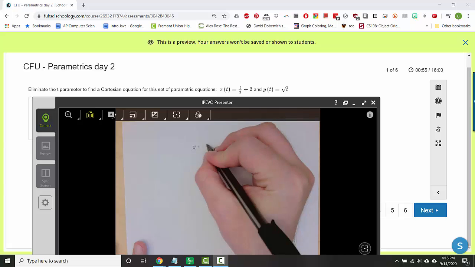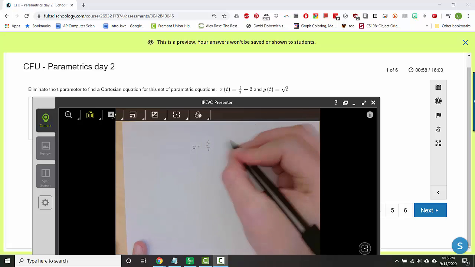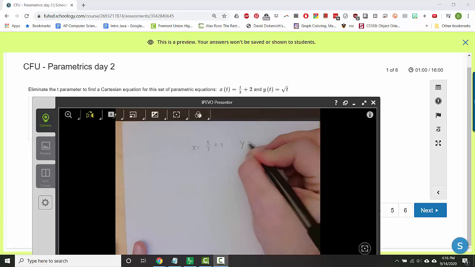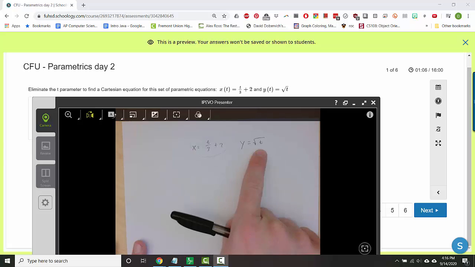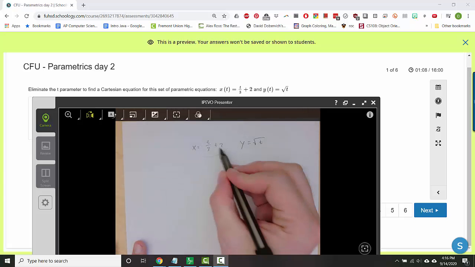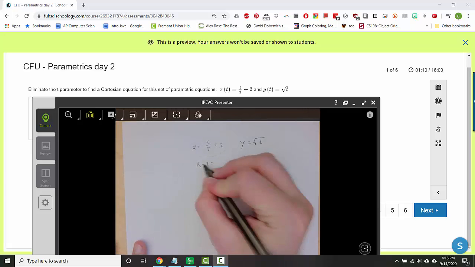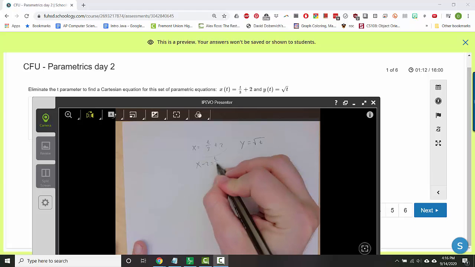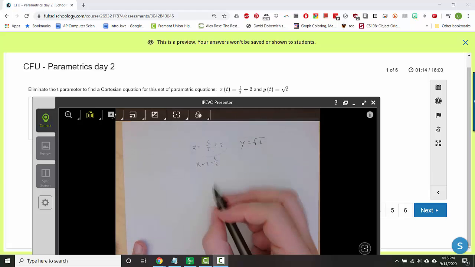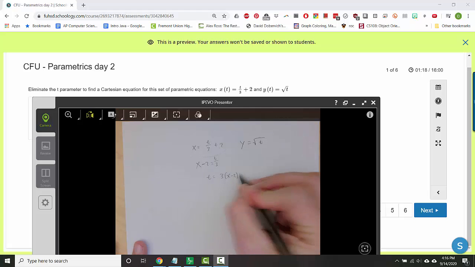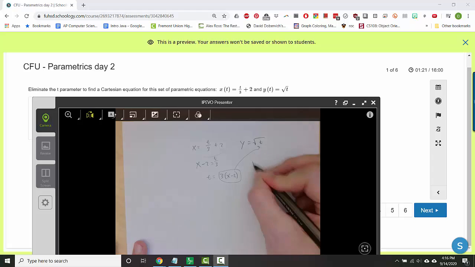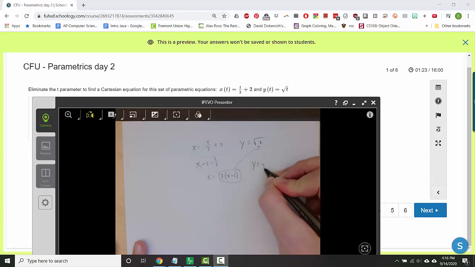So I've got that x is t over 3 plus 2 and that y is root t. So I think I'm going to try and isolate t here so that I can plug in for t over there. So first I'll subtract 2 on both sides. So x minus 2 equals t over 3, and then I'll multiply by 3 on both sides. So that gives me that t is 3 times x minus 2, and then that's what I plug in there. So it gives me y equals root 3 quantity x minus 2.